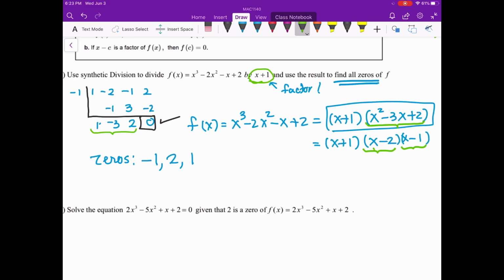If x equals 2, you end up with 0. If x equals 1, you end up with 0. If x equals negative 1, you will end up with 0. So it's very important to differentiate between the zeros and the factors.